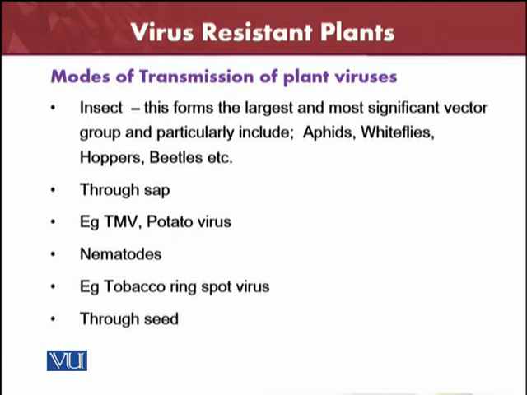Then nematodes are very common, and most nematodes feed on the roots of the plants. So through feeding, they can transmit the disease from one plant to another because of their feeding habits. Then there are some protozoa. Protozoa can also cause the disease and transmit it from one plant to another, and they may cause the disease persistently or non-persistently. Nematodes and protozoa transmit, for example, the tobacco ring spot virus.